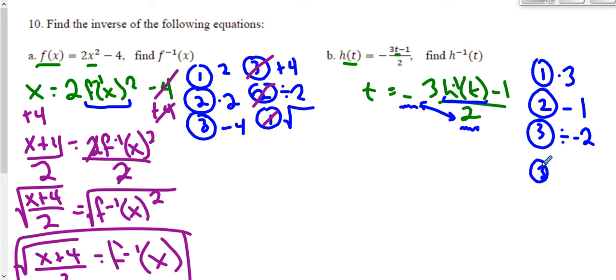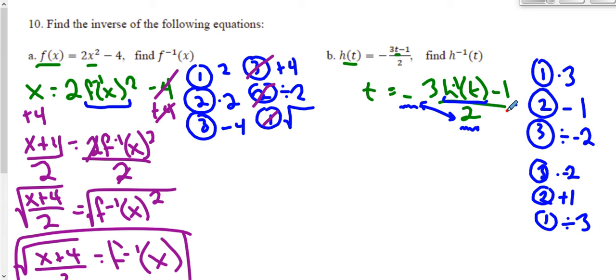My job is going to be to undo these in the opposite order. So to undo divide by negative 2, I'm going to multiply both sides by negative 2. To undo minus 1, I will add 1. And to undo times 3, I will divide by 3. So let's go ahead and take a look here. We will multiply both sides by negative 2 to start.